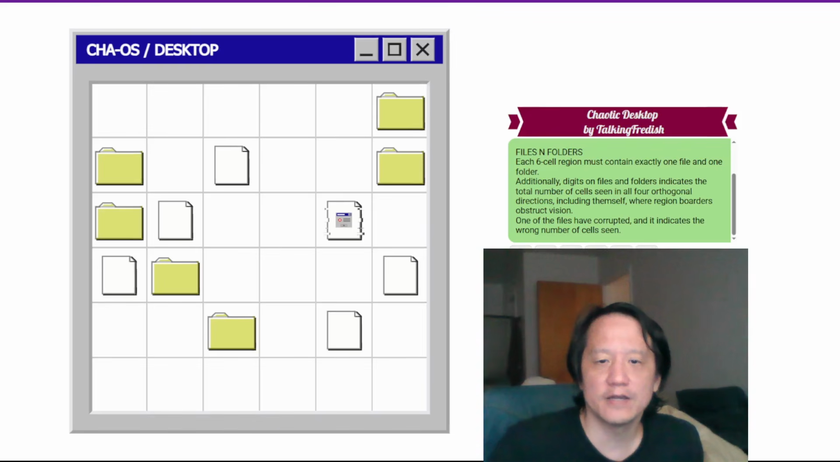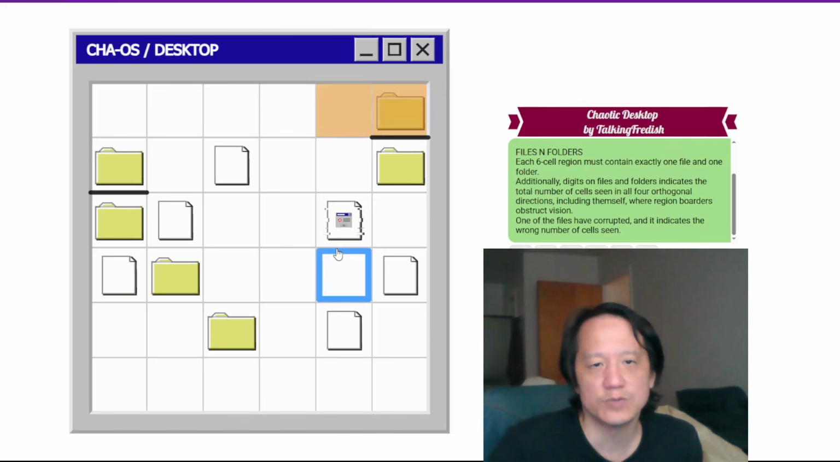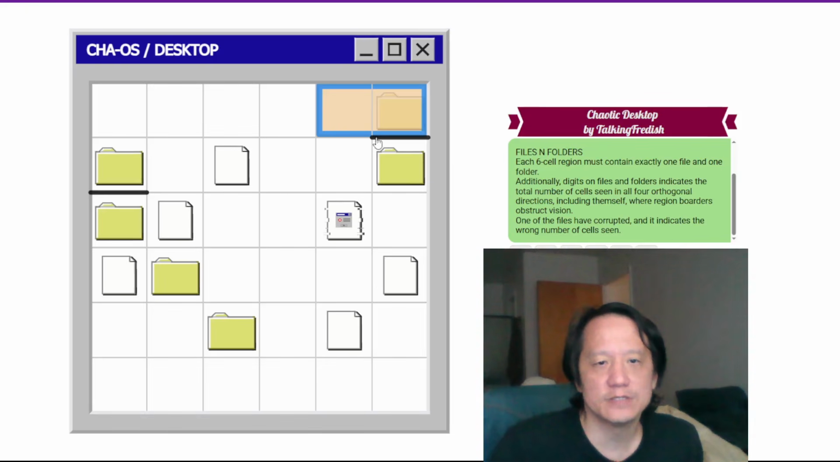Okay, anything that has 2 folders next to each other or 2 files next to each other has to be in different regions. So this must be in a different region, and this must be in a different region. This has to go out this way, because it cannot orthogonally connect. It has to orthogonally connect out this way. So this sees at least 2 cells. Oh, interesting.